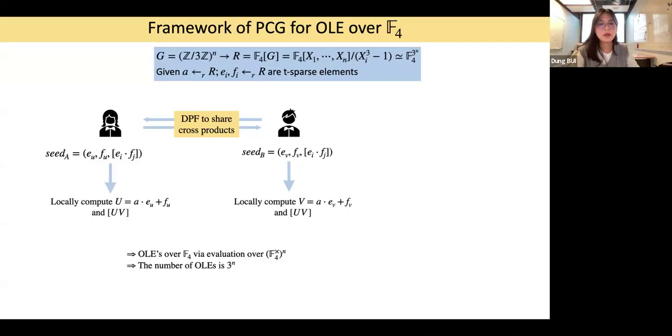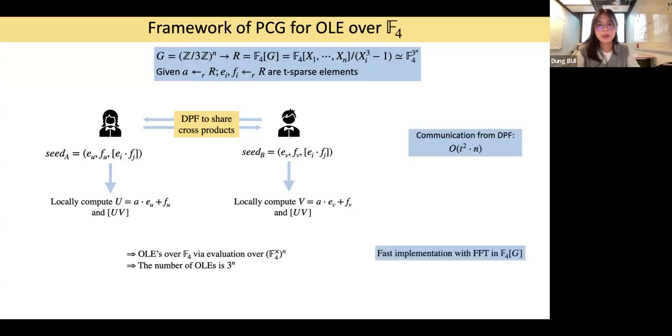using the evaluation over the F3N, and the number is only 3 to N. So let's see how much communication cost you need to pay to get 3 to N early.